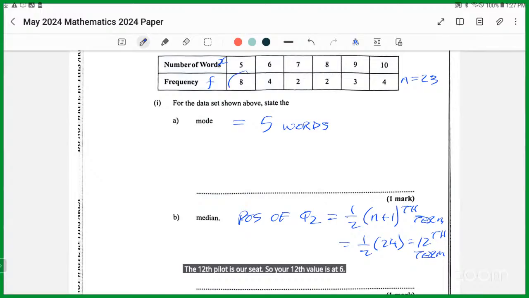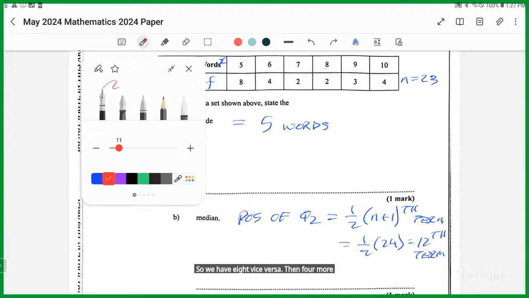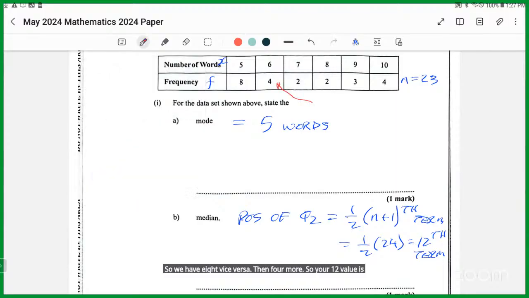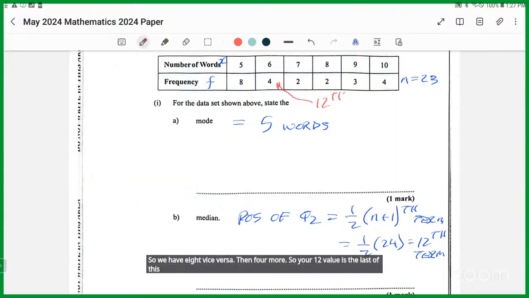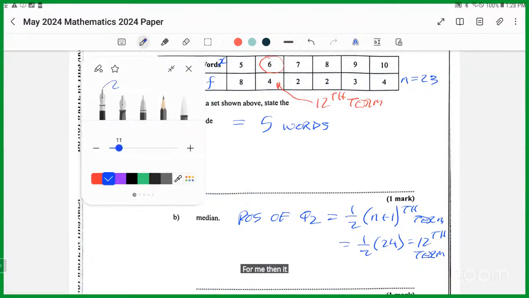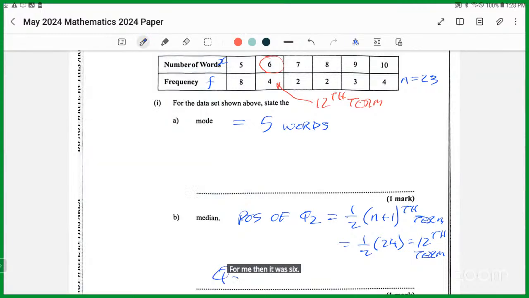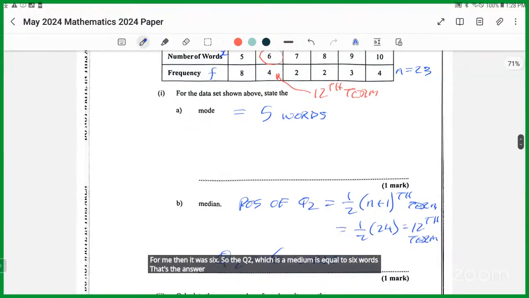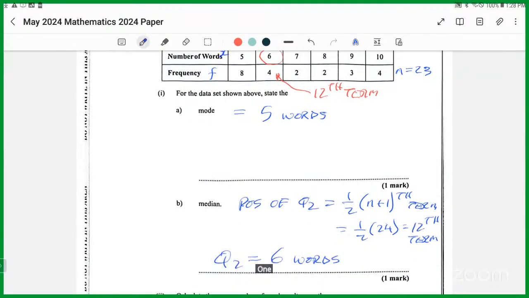So we have 8 values first, then 4 more. So your 12th value is the last of this. The 12th term is right here. So your 12th term is a 6. So the median equals 6. So the Q2, which is the median, is equal to 6 words. That's the answer. 1 mark. All right, beautiful.